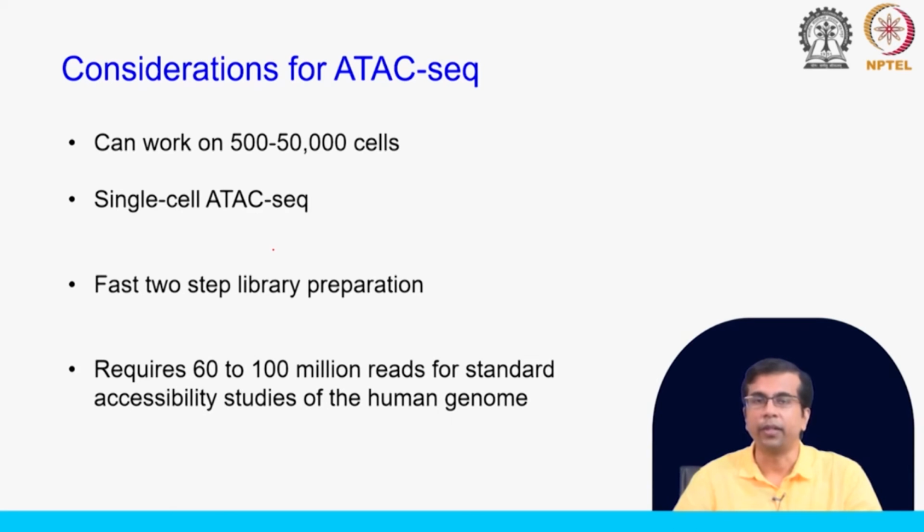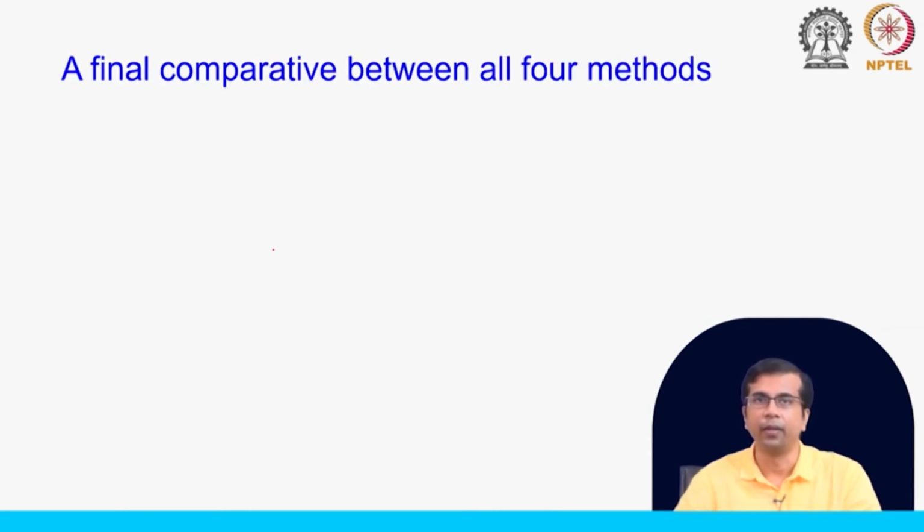It requires about 60 to 100 million reads for standard accessibility studies of the human genome. So, this number of reads is comparable to the other methods, but the advantage lies in the fast 2-step process, and we can work with very low amount of samples. So, this method has now been extended to single cell studies.